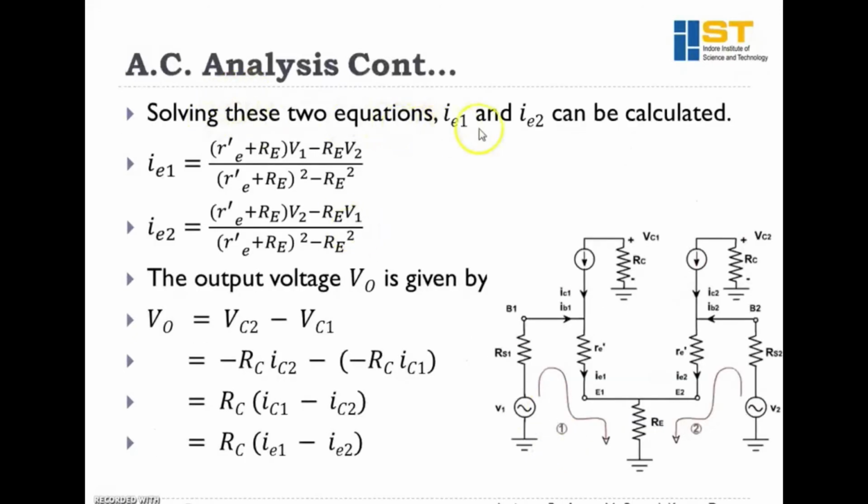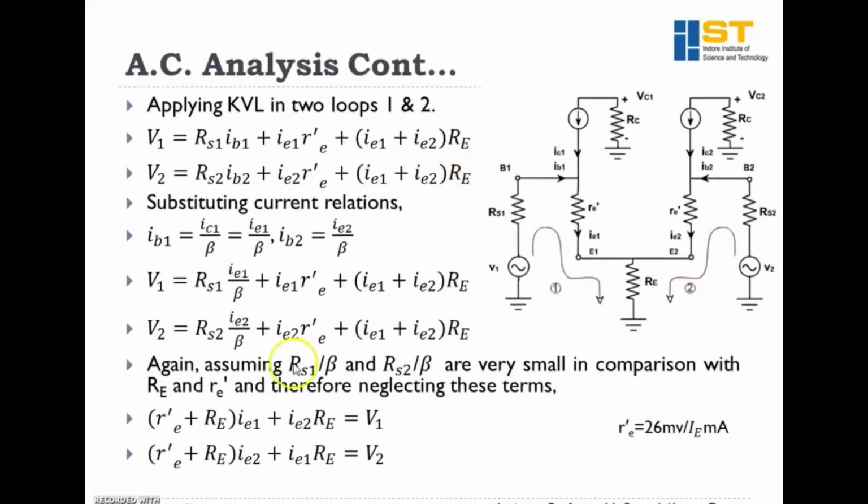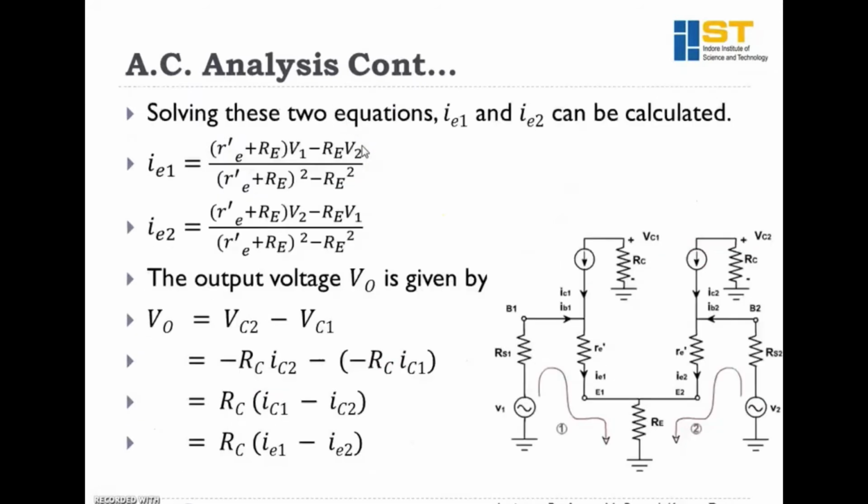So solving these two equations, we can get I1 and I2. We have to solve these two equations to get I1 and I2, so we get I1 equals this and I2 equals this value. Now we have to get the output voltage V0. So what is V0 voltage? V0 voltage is this drop minus this drop, so VC2 minus VC1.